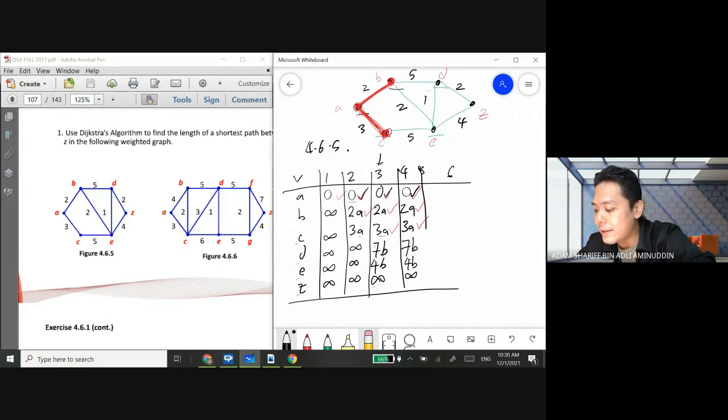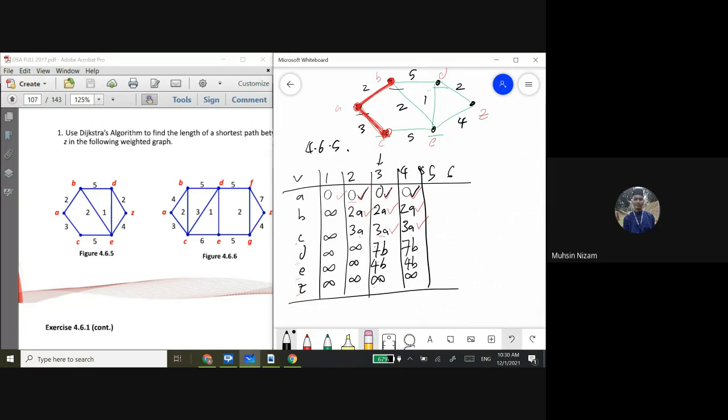This is iteration 4. Soalan, buka. Sir, kalau yang E tu dia bukan jadi 8C ke?